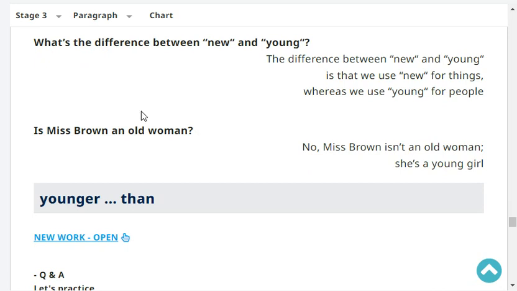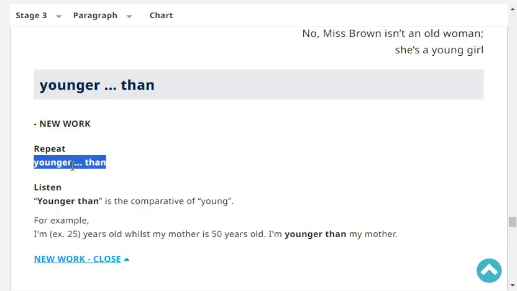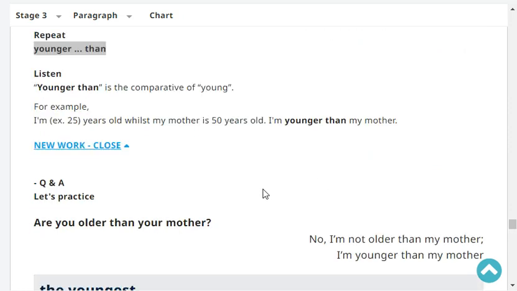Next, repeat. Younger than. Younger than. Very good. Okay, listen. Younger than is the comparative of young. For example, I'm 43 years old, whilst my mother is 60 years old. I'm younger than my mother. Let's practice. Are you older than your mother?